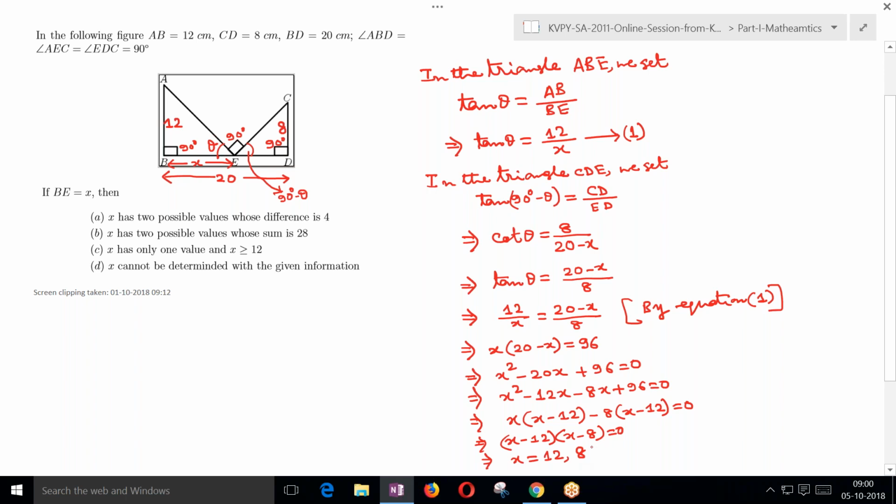Now let us revisit all the 4 options. X has 2 possible values whose difference is 4. Yes, it is correct. X has 2 possible values 12 and 8 and their difference is 4. But we need not proceed to the other options also. So here we get the option A as correct and we are done with the solution. I hope things are clear. Now we can go to the next question, and next question is something like this.